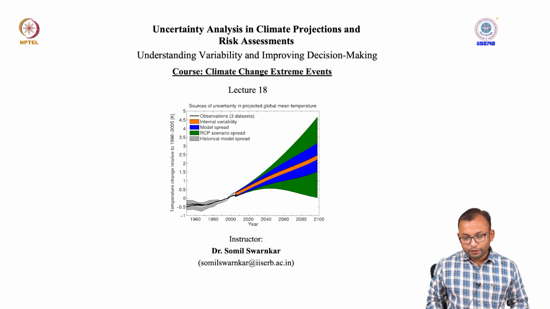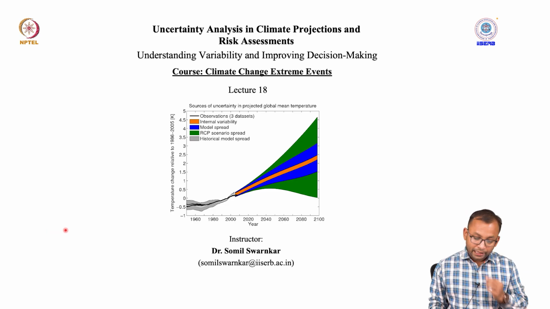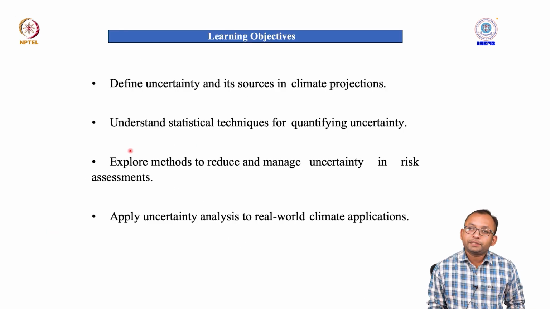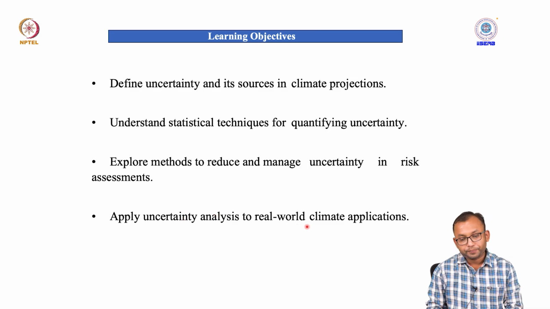So in this lecture we will primarily talk about what exactly uncertainty is, what the different types of uncertainties are, and how we can analyze it. The learning objectives of this lecture are the definition of uncertainty and its sources in climate projections. We will talk about different statistical techniques for quantifying uncertainty. We will also talk about methods to reduce and manage uncertainty in risk assessment, and about applying uncertainty analysis to real world climate applications as well.